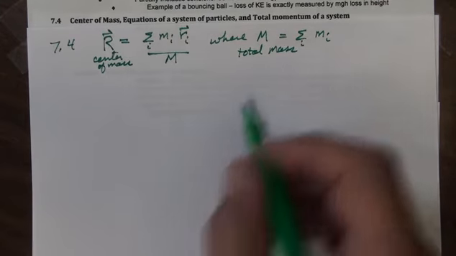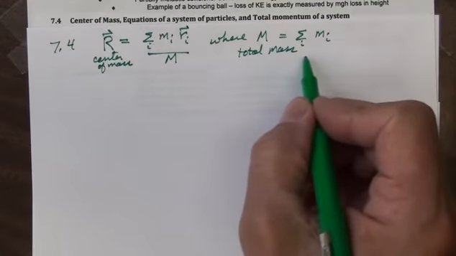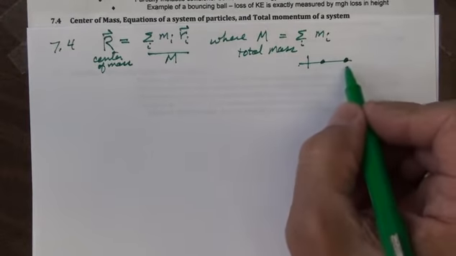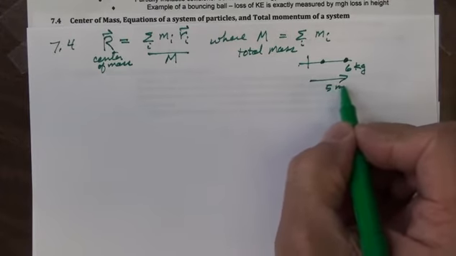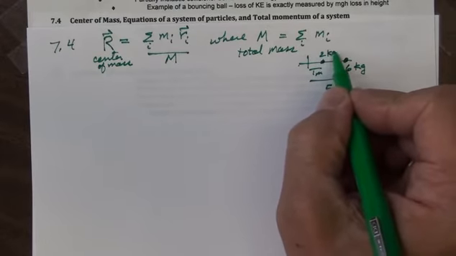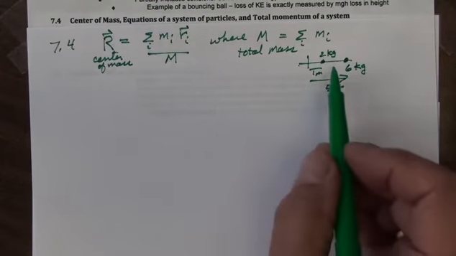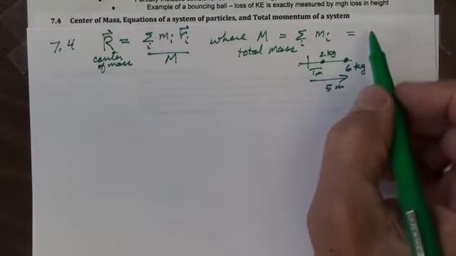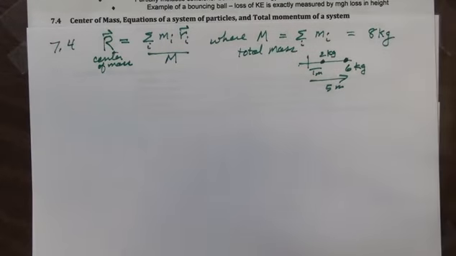Well, let's take a simple problem and see how this works out. Let's say we had two masses: 6 kilograms at a distance away of 5 meters, and 1 meter away, we have 2 kilograms. First of all, let's calculate the total mass. That's pretty simple: 6 kilograms plus 2 kilograms, mass 1 plus mass 2, so that's going to be 8 kilograms. That gives us our total mass of the system.